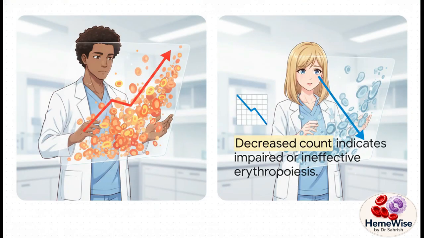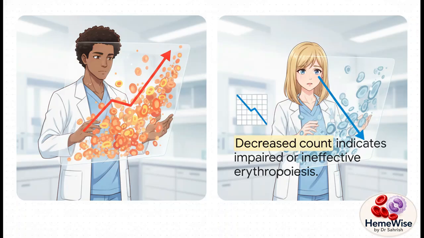Zooming out from the microscope to the actual patient, these final numbers tell a very distinct story. An increased reticulocyte count shows us a robust, adequate bone marrow response. The marrow was working overtime to push out those stage 1 and 2 reticulocytes because of stressors like hemolytic anemia, acute blood loss, recovery from nutritional therapies, or even physiologic stress like high altitude.